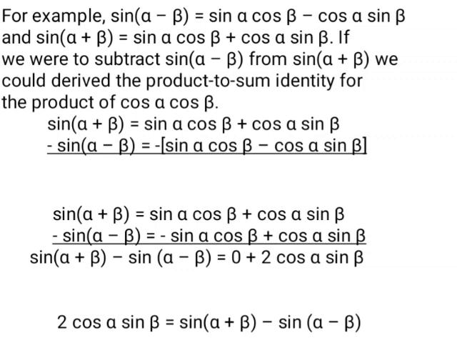Adding, sine of the quantity A plus beta minus sine of the quantity A minus beta is equal to 0 plus 2 cos A sine beta. So 2 cos A sine beta is equal to sine of the quantity A plus beta minus sine of the quantity A minus beta.